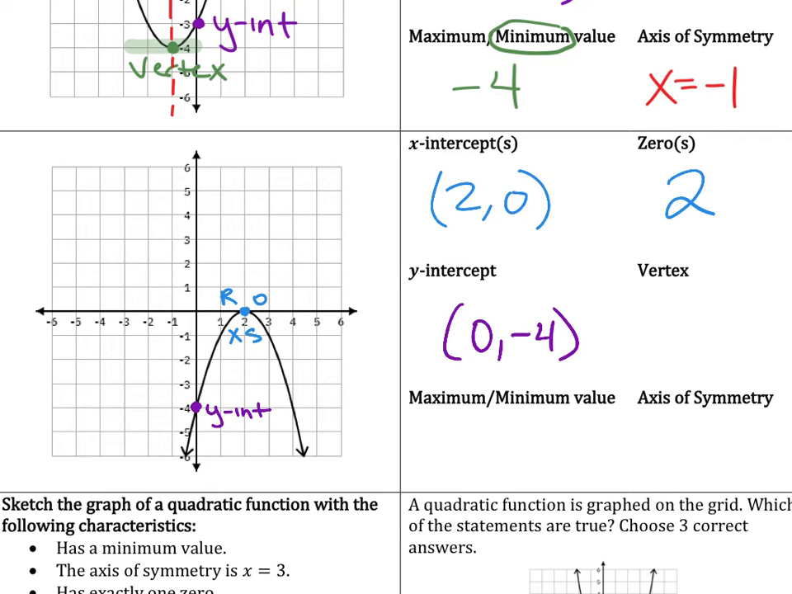What is the coordinate of the vertex? 2. That's a whole number. Let's talk a coordinate. 2, 0. Very cool. It's okay if your x-intercept and your vertex are the same point. That's going to happen a lot.